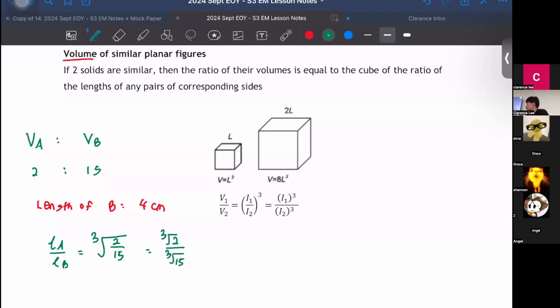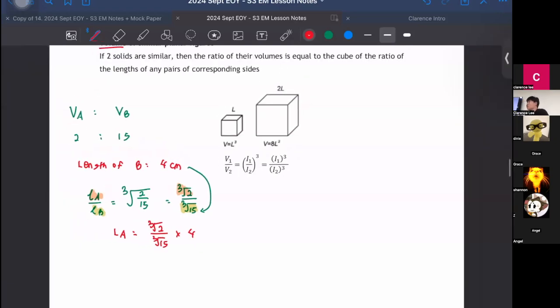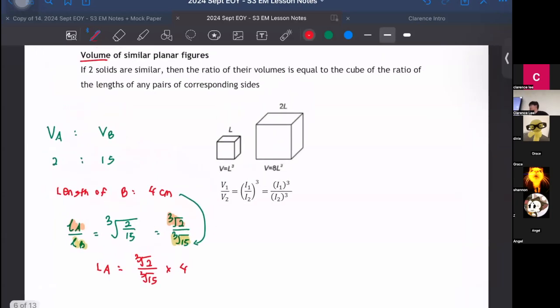So what does it tell you? It tells you that my length of A is cube root 2 parts. My length of B is cube root 15 parts. And the question has given you the length of B. So technically, you know cube root 15 parts equals 4 cm. So if you want to find the length of A, it will just be cube root of 2 over cube root of 15 times 4. Finish. Then you press the calculator, then you get the final answer, 3 SF. So take note, use the ratio. Then of course, if you really see a decimal, it's fine. You write it in this form, you won't see decimals yet. Only in your final answer, you will see a decimal.